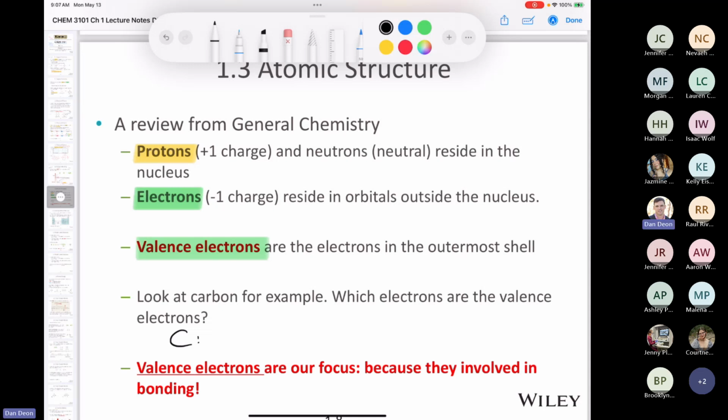Can anybody hear me? Hello? All right. Okay. It has 14 electrons. Nope, definitely not.